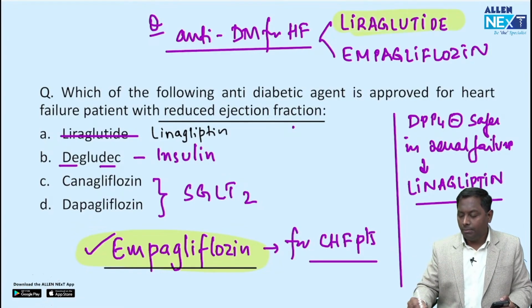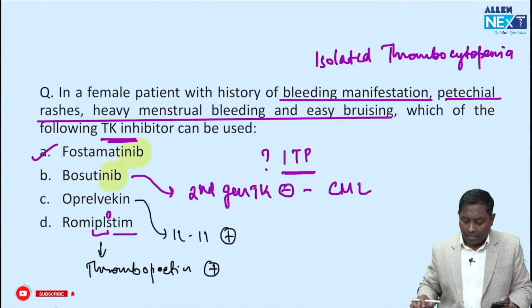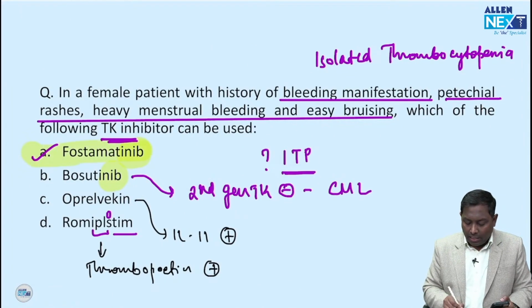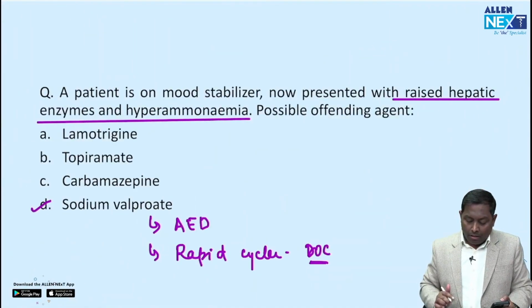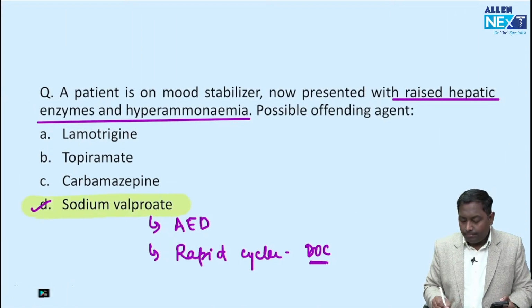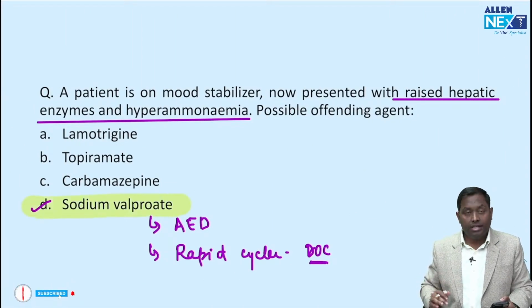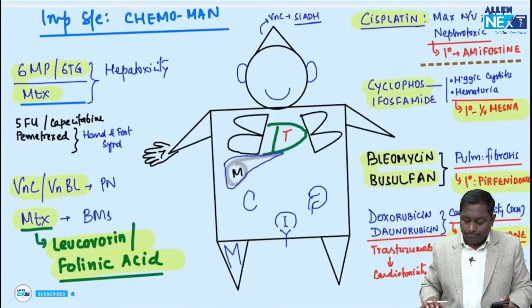So two drugs always come to our notice, liraglutide and empagliflozin. Empagliflozin was in the options. This is going to be the correct answer. Fostamatinib for idiopathic thrombocytopenic purpura, I already told you this one. Next one is sodium valproate, which is going to be the most hepatotoxic one. It can be utilized as an anti-epileptic, and definitely it's a mood stabilizer agent as well.